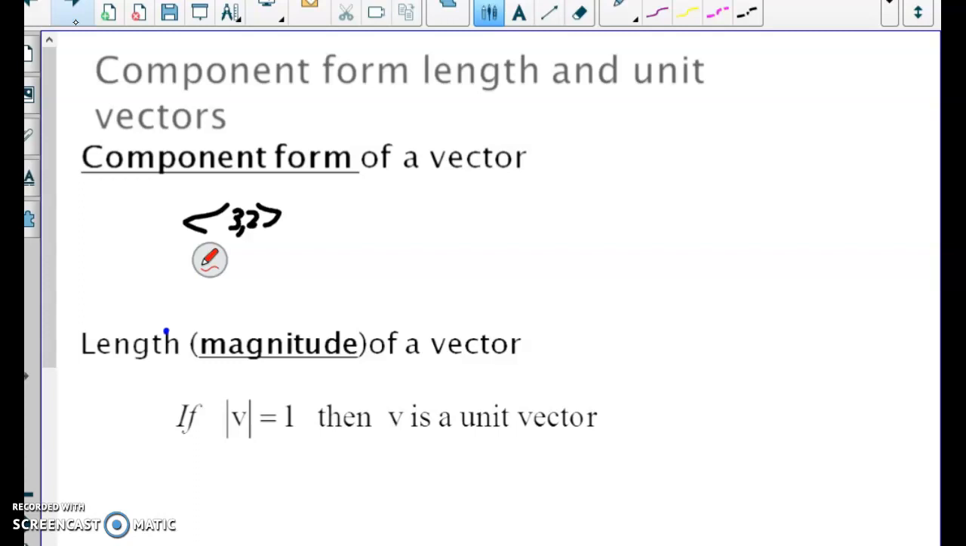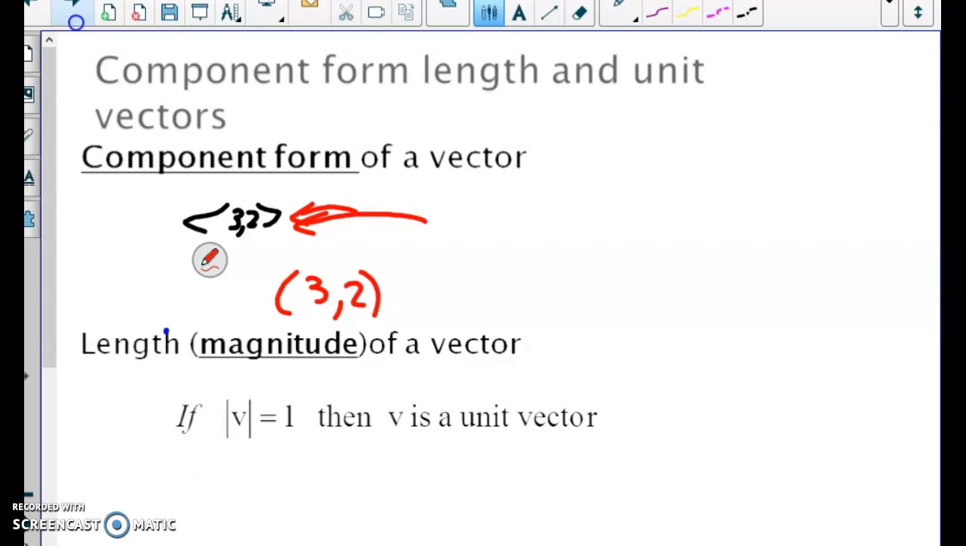So component form, you notice that they use these fancy vector brackets instead of parentheses when they talk about this. So if you do this, you mean a point. If you do that, you mean a vector. And that's considered component form.